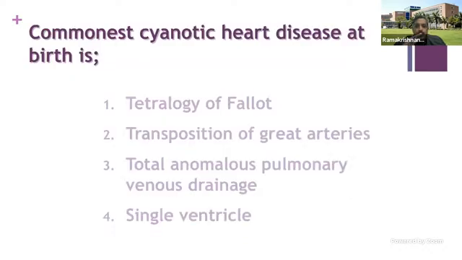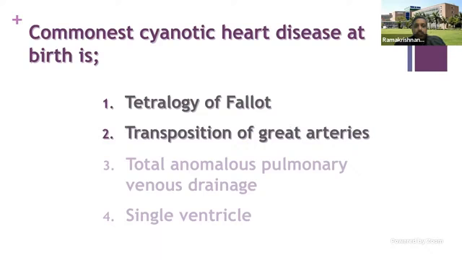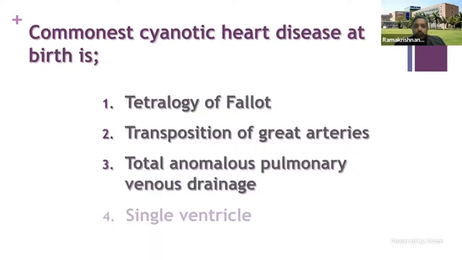Before that, can you mentally answer this question? What is the commonest cyanotic heart disease at birth? Is it tetralogy of Fallot? Is it transposition of great arteries? Is it total anomalous pulmonary venous drainage, or single ventricle physiology, some forms of single ventricle, like some DALV? So what is the commonest cyanotic heart disease at birth? Many would guess that it could be tetralogy of Fallot, and it is not.